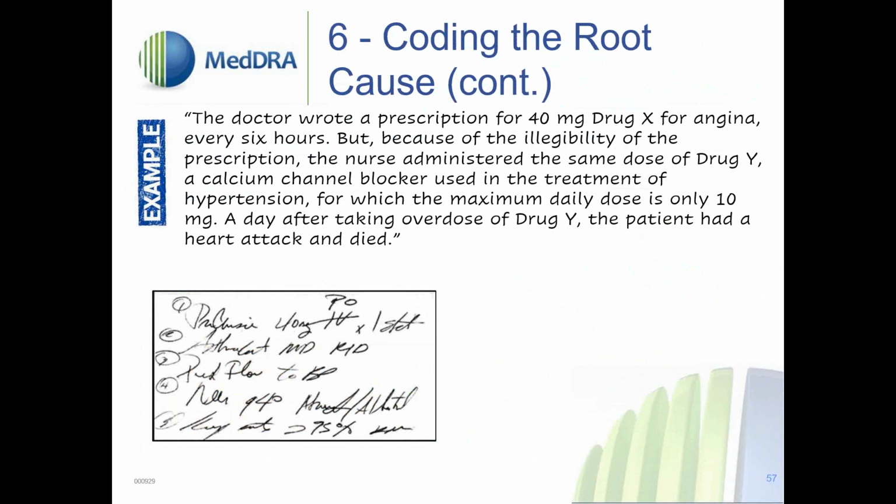So the doctor did nothing wrong. He wrote a prescription for 40 milligrams of drug X for angina pectoris every 6 hours. But the prescription was illegible. And the nurse then, instead of asking him, what does it really mean? Do I interpret it correctly? She just took it and interpreted and administered the same dose of drug Y. So she did something wrong.